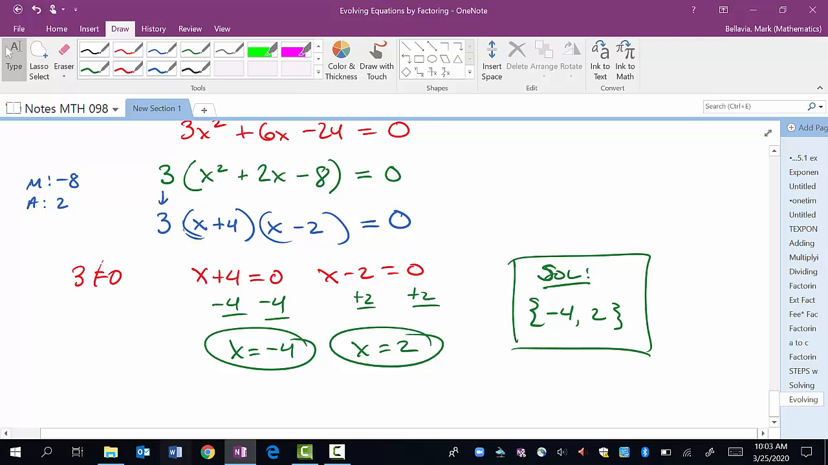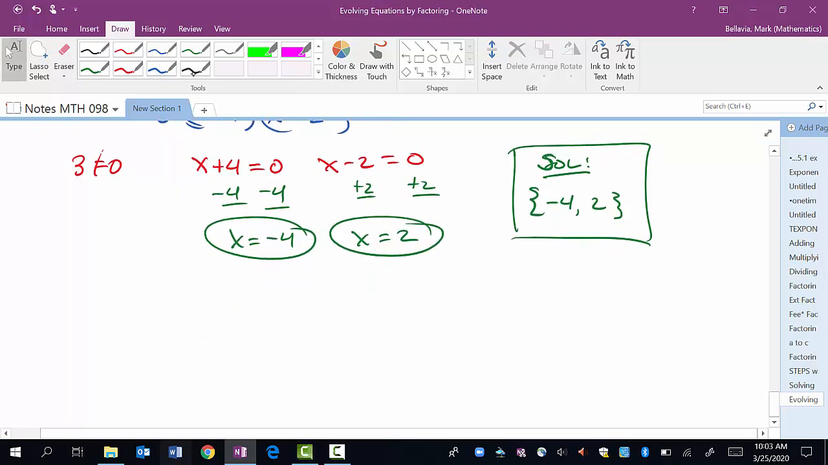Let's just take a look at a few more. If I said to solve 5x squared minus 20 equals 0.